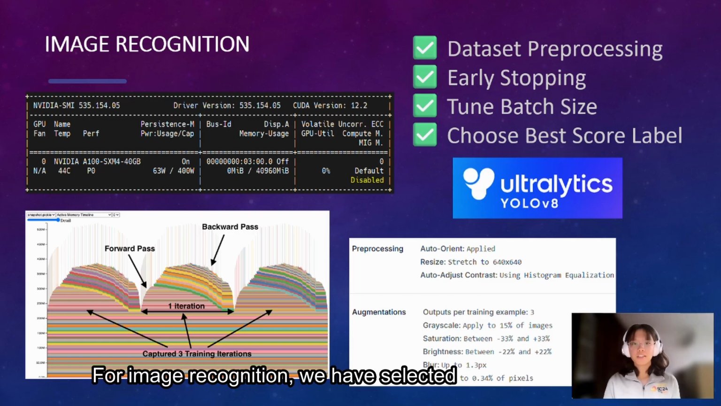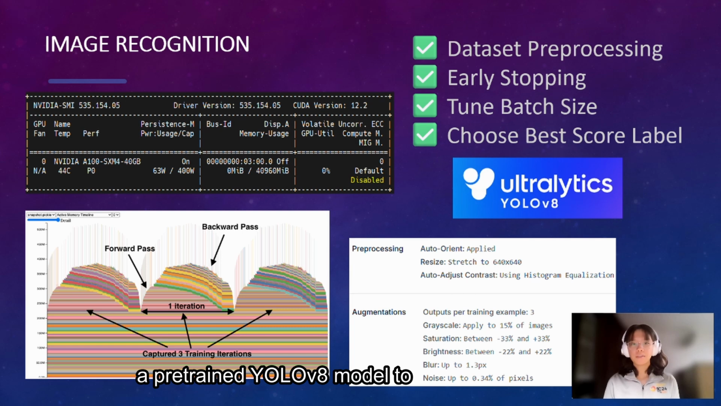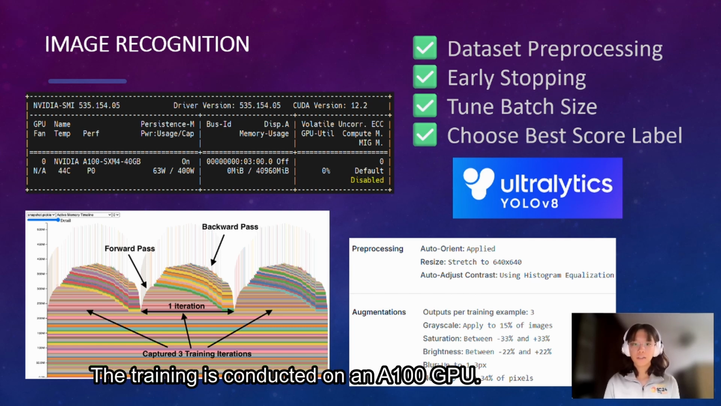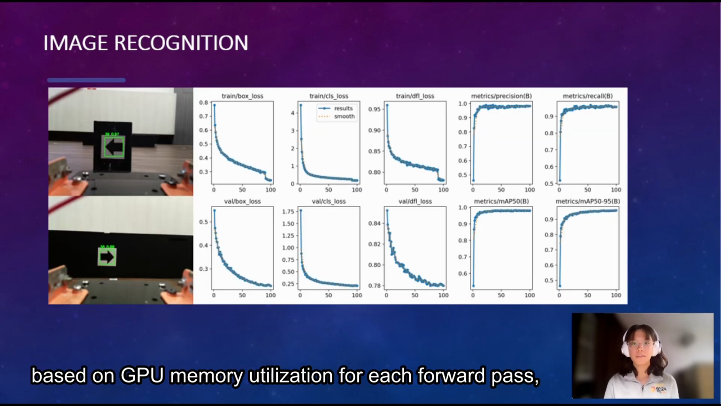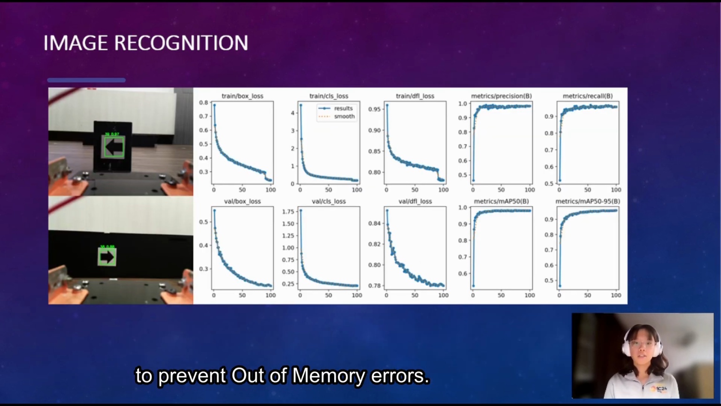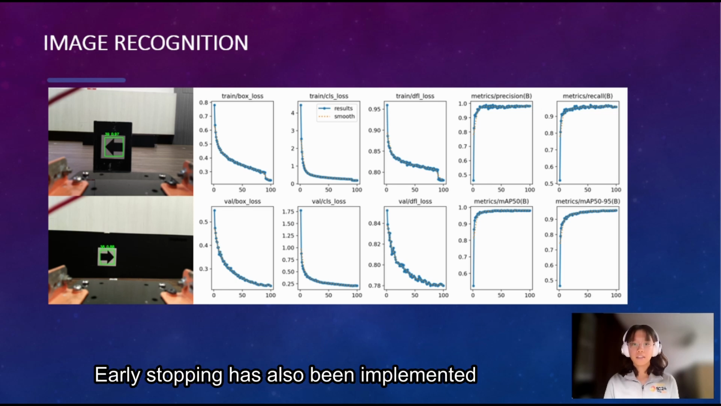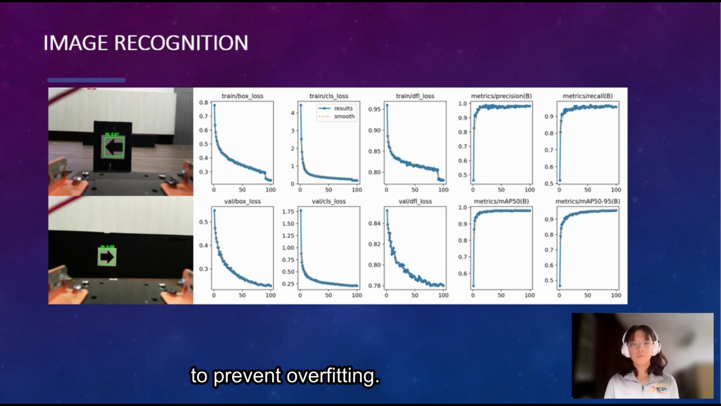For image recognition, we have selected a pre-trained YOLO V8 model to fine-tune with 12,000 labeled images. The training is conducted on A100 GPU. When selecting the batch size, we ensure that it's based on GPU memory utilization for each forward pass to prevent the CUDA out-of-memory error. Early stopping has also been implemented to prevent overfitting.